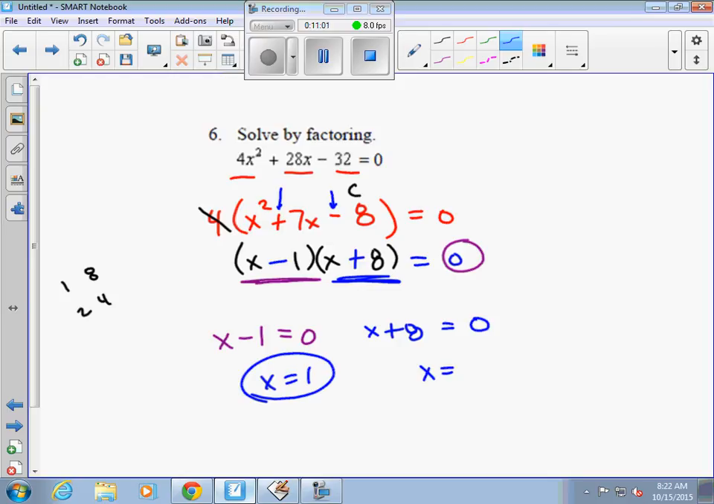x is negative 8. And if you think about what this question represents, 4x squared plus 28x minus 32 equals 0, the degree of this problem, this 2 right here, the largest exponent is the degree. That tells you how many answers the problem actually has. So x is both 1 and negative 8. 2 answers.